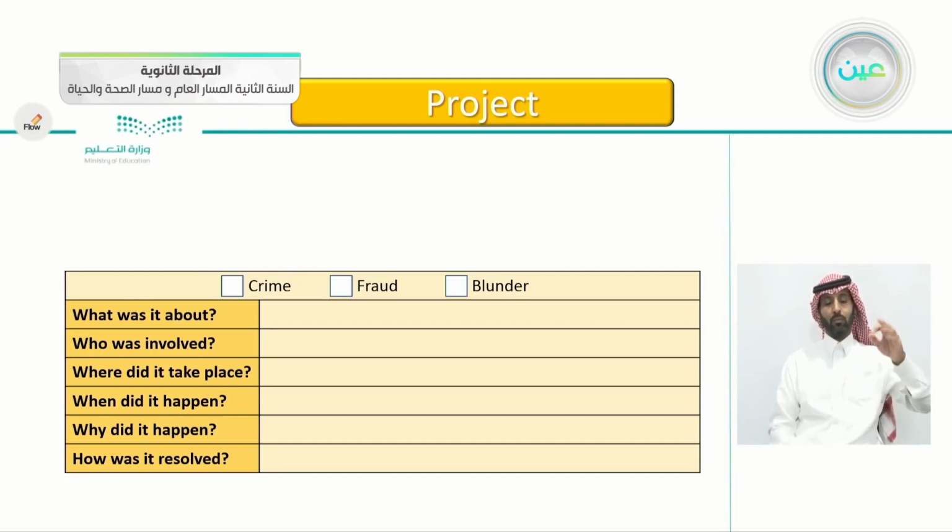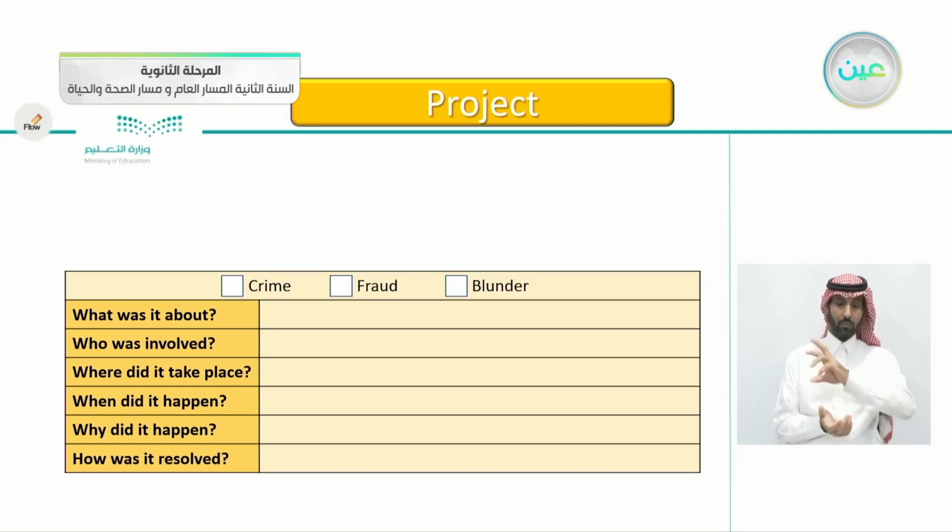What was it about? Who was involved in this crime, in this fraud? Where did it take place? The crime or the fraud or the blunder. The location of the crime. When did it happen?